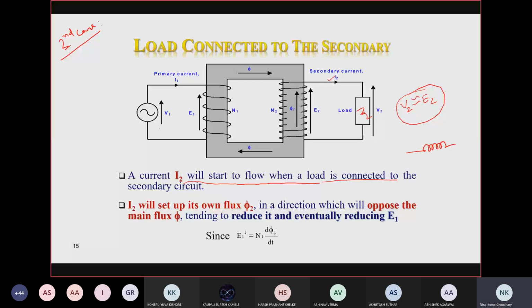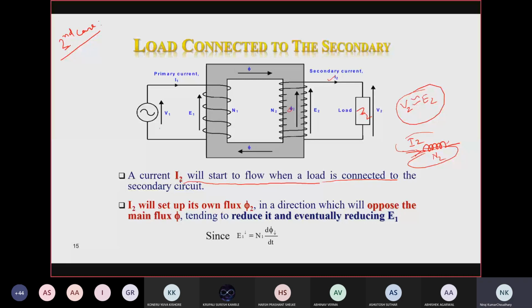It will also produce its own flux. पहले से एक flux है phi, which is developed because of the flow of current I1 through the primary coil. Now an EMF has been induced across the secondary coil due to the flux linkage in it. So that EMF will also cause a current to flow through this circuit, that is I2. Now this I2 will also produce a flux phi2, ये जो phi2 मेंशन किया गया, ठीक है?